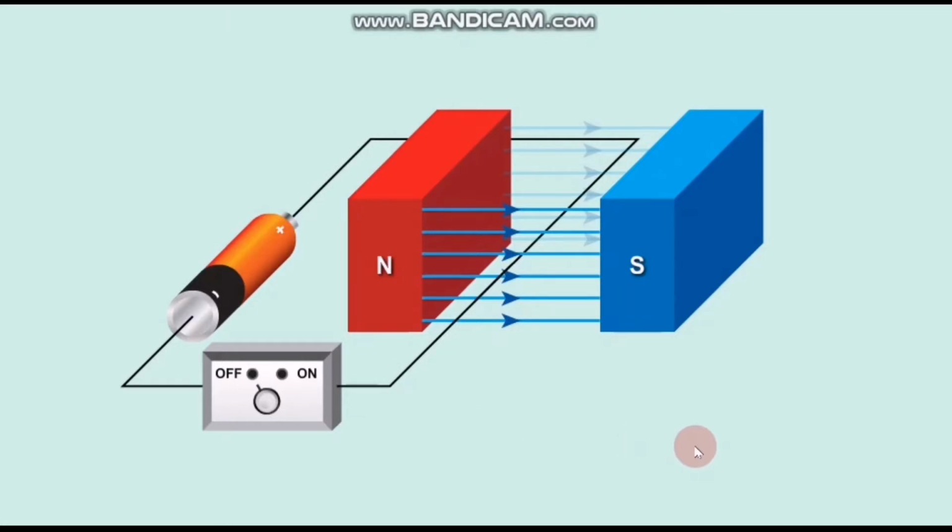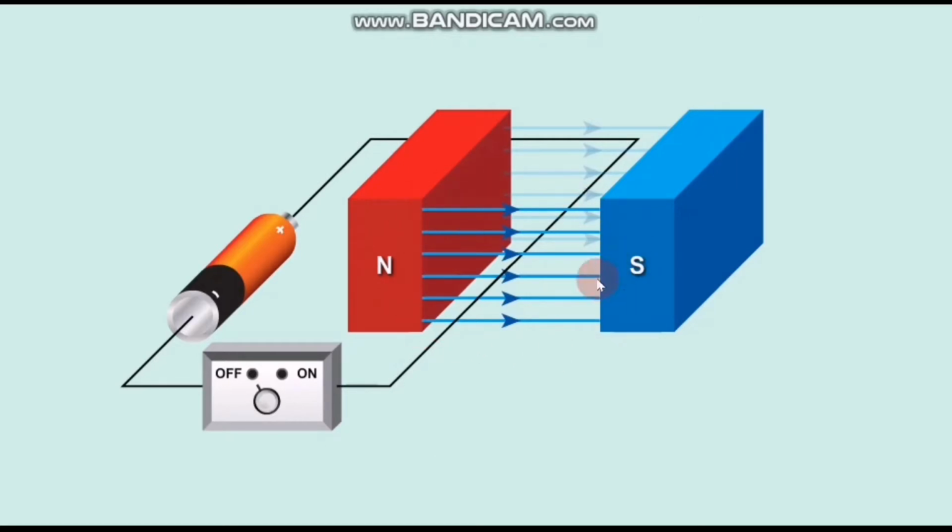And today we are going to look at what will happen to this current-carrying conductor as I place it in between these two magnetic fields. So can you guess what will happen to this current-carrying conductor which I place in between these two magnetic fields? To know the answer, let us begin this simple experiment.